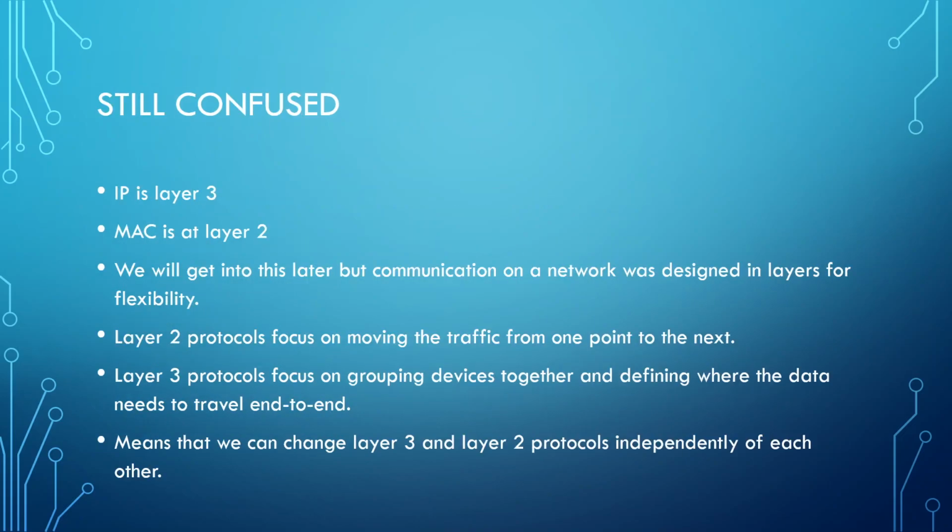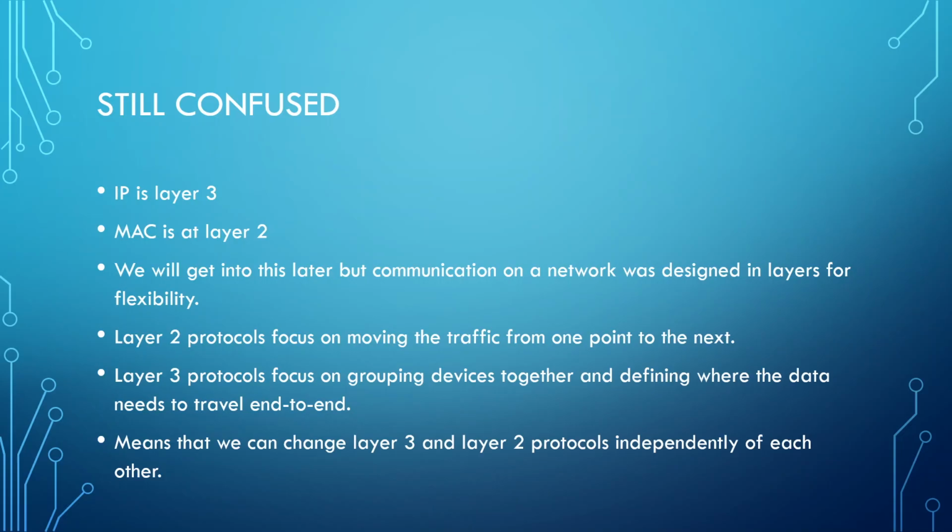So you're probably still confused, so let me break this down even further. IP is layer 3, MAC is layer 2. Again, we're going to get into the layers of communication later on, but just realize this: network communication was designed in layers for flexibility. Layer 2 protocols focus on moving traffic from one point to the next.